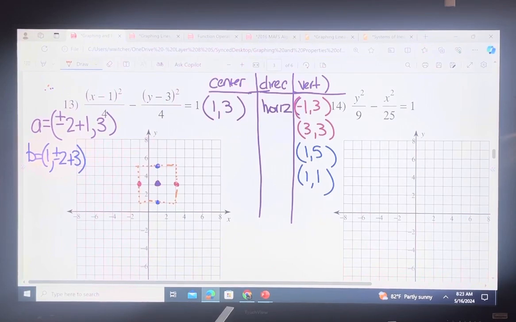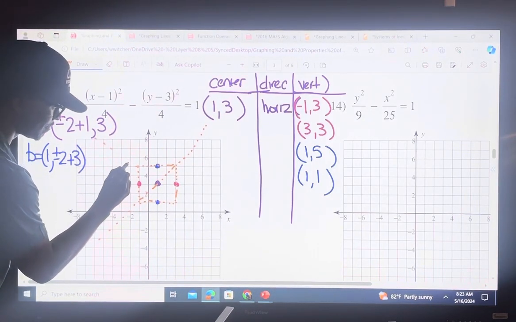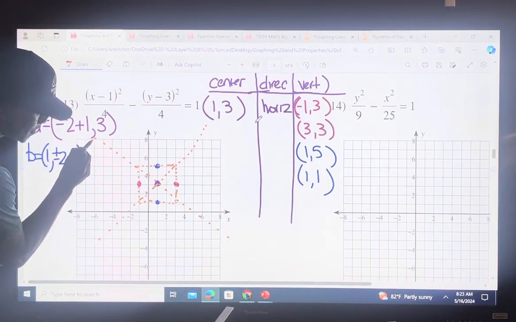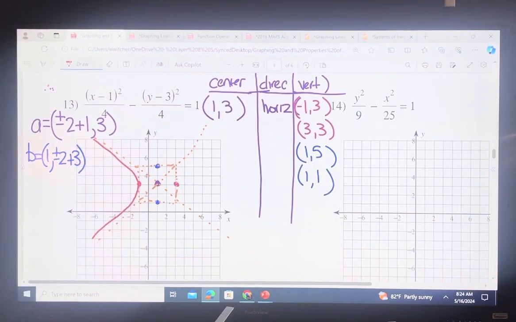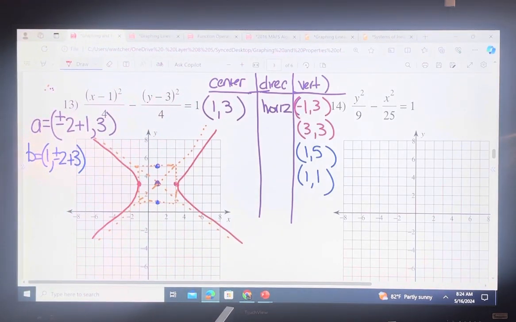Now, remember the dominant side. Then we make our ends. Now remember, the dominant side is X. Now the direction is horizontal. So now we are here. You have to make sure your hyperbola goes through your major point at 1, 3, or negative 1 and 3, and 3 and 3. That's how it should be graphed.